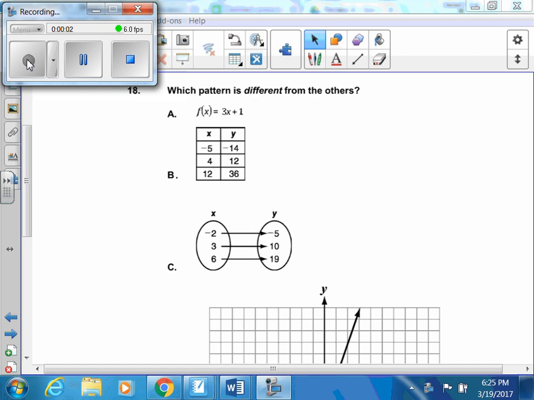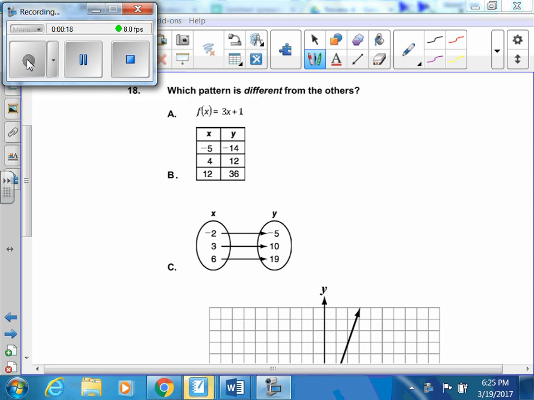All right, so let's determine which pattern is different from the others. For A, we have an equation. B, we have a table. Same thing with C. And then D, we have a graph. So let's compare everything with the equation.